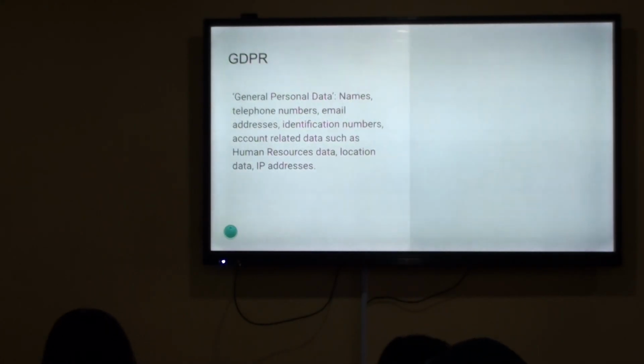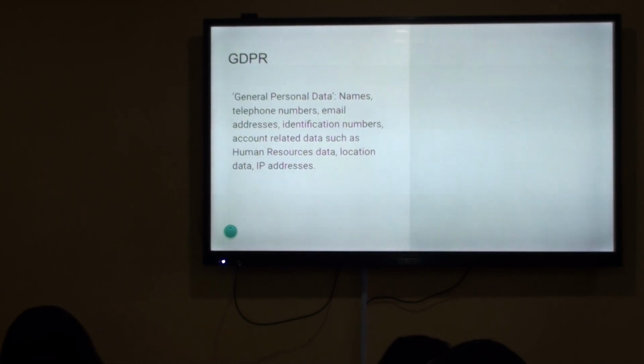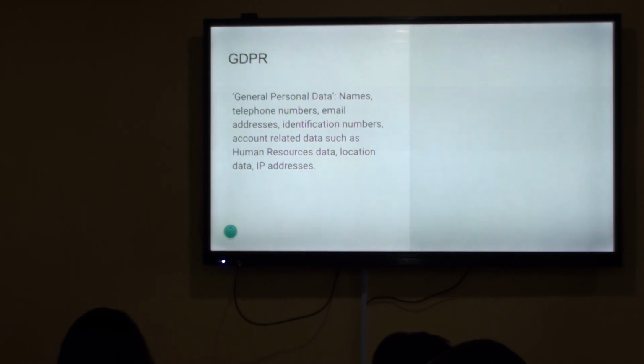So, examples of personal data will be your names, telephone numbers. These are direct identifiers. We were talking about direct identifiers earlier. If I have your phone number, I know who you are, right? If I have your name, I know who you are. If I have your ID number, I know who you are. If I go to your workplace and get your human resource information, I know exactly who you are.